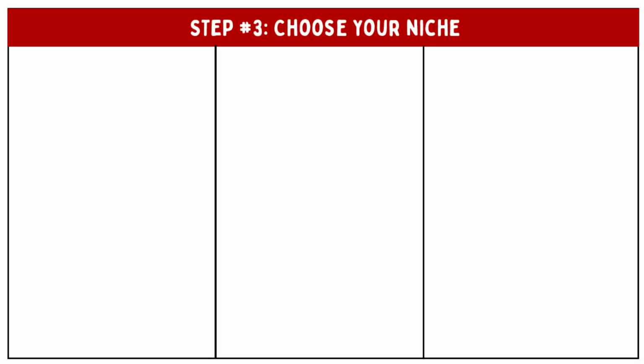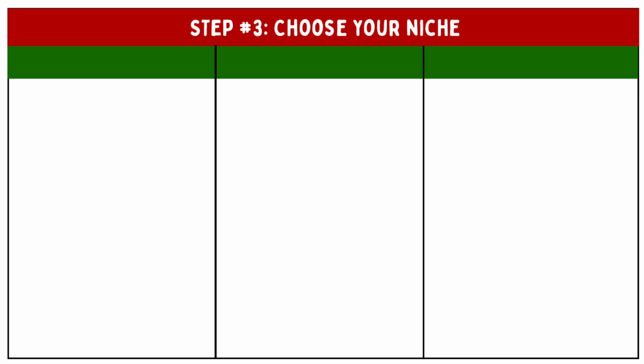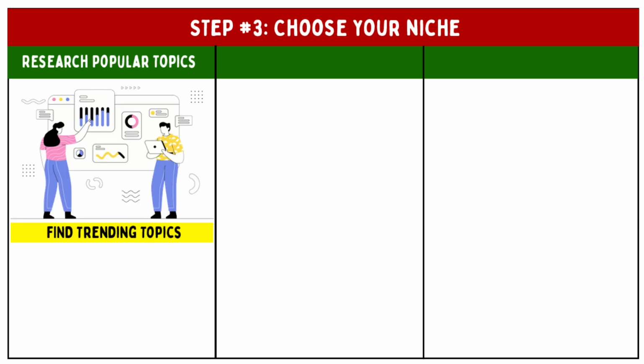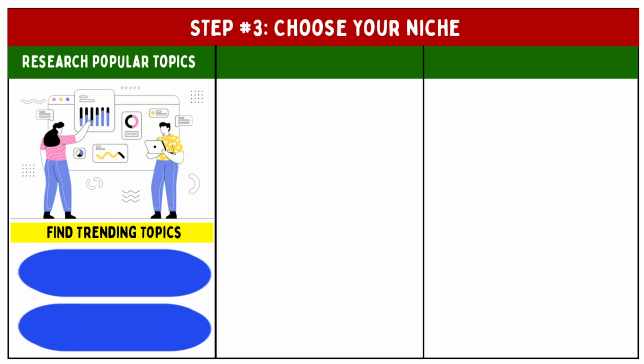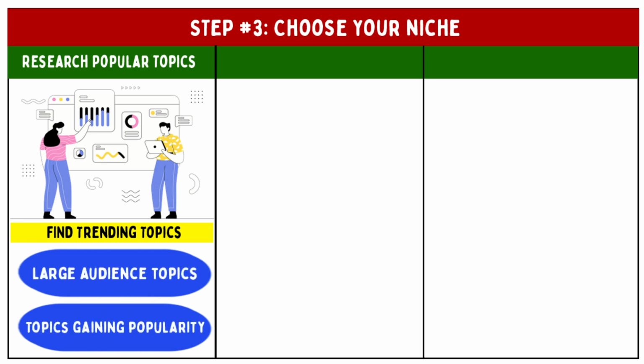Step 3. Choose your niche. Finding a good niche to make money using YouTube automation involves researching and identifying a specific topic or area of interest that has a large and dedicated audience. Here are some steps you can take to find a good niche for your YouTube channel. Research popular topics. Look for trending topics on YouTube and other social media platforms. Identify the topics that have a large audience and are gaining popularity.